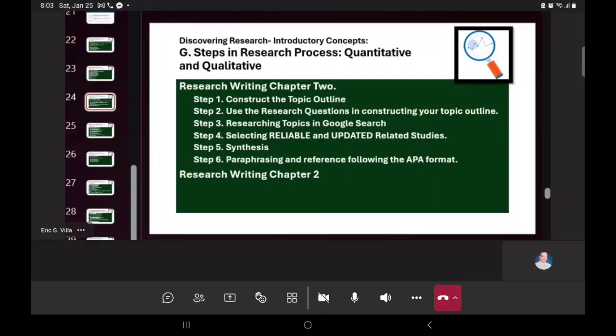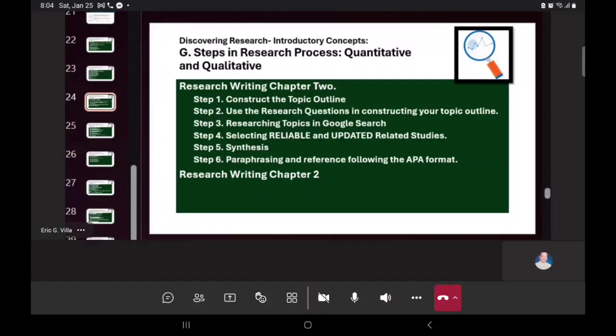Information gathering phase, which involves step 3 and step 4. This focuses on the collection of quality research materials. The process begins with systematic Google searching to gather relevant information, followed by a critical evaluation phase where only reliable and current studies are selected. And current studies should be within 5 years from now. This careful curation ensures the research is built on a credible foundation.